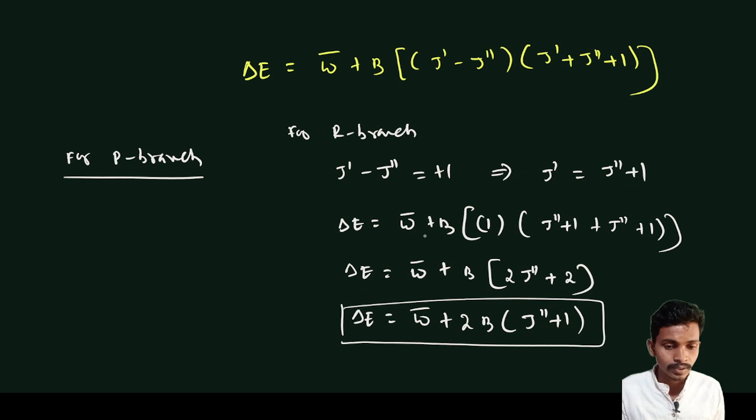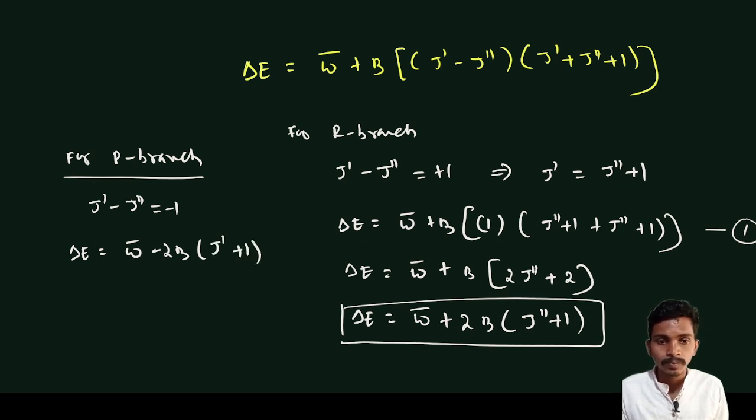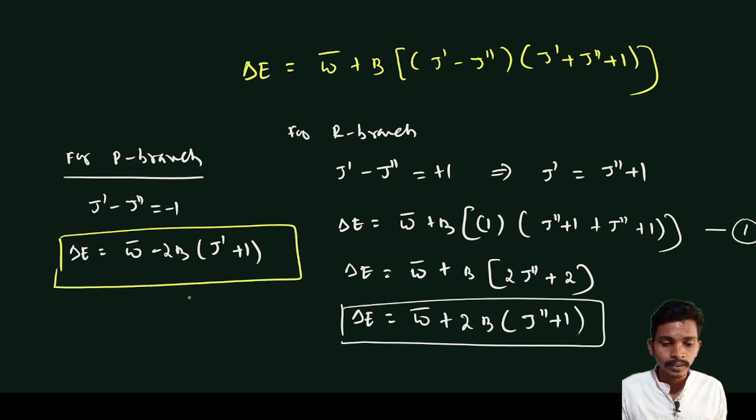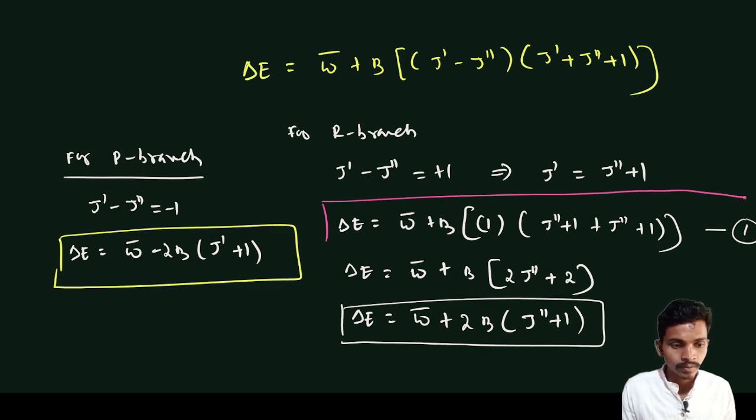And whenever we consider the P branch, if we put it here, then delta E, we say J dash minus J double dash equal to minus 1. This is equation 1. Whenever I put this in equation 1, I get delta E equal to omega naught minus 2B times J dash plus 1. So this is for the P branch, that we already did. So this is our main equation.